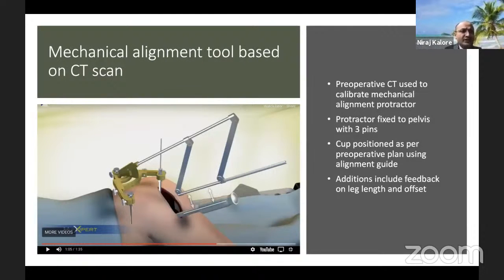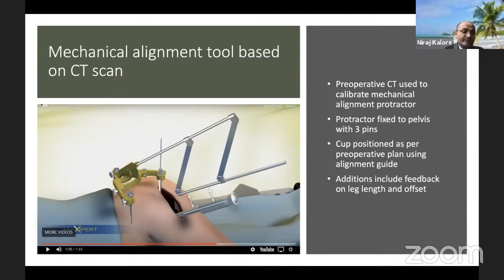This is a mechanical alignment tool. So patients have a preoperative CT scan that is used to measure the optimal version of the cup and the optimal inclination and how it should be based on the patient's anatomy. There is this sterilizable protractor basically, where based on the pre-op plan, you would have the exact numbers on what inclination and what version is suitable for that patient.